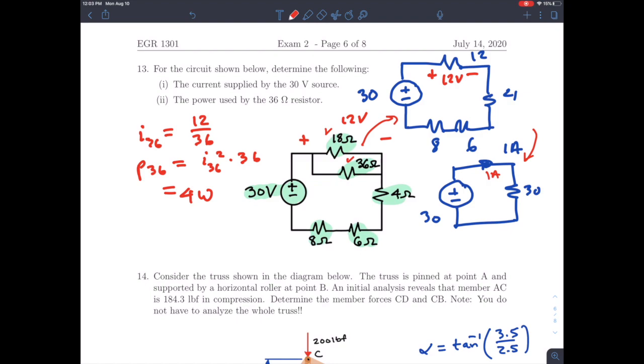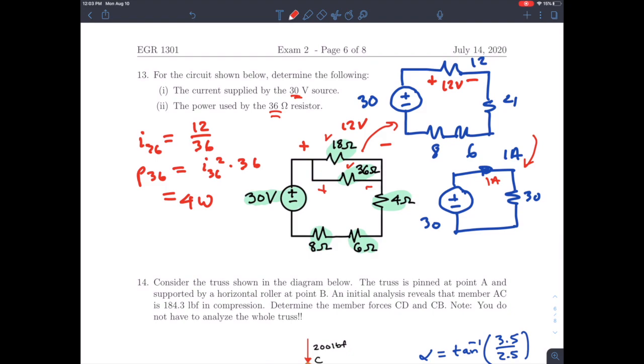Okay, so the current supplied by the 30-volt source is 1 amp. All right, so next I need to know the power associated with the 36 ohm resistor. So I'm thinking, if I had the voltage across the 36 ohm resistor, I would be able to easily calculate the power. If I go over to this equivalent circuit, I can tell, because this is 1 amp and this is 12 ohms, 1 times 12, this should be 12 volts across here. So you can calculate the current through it and do I squared times R.